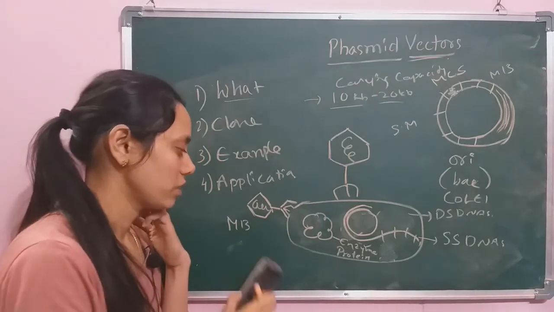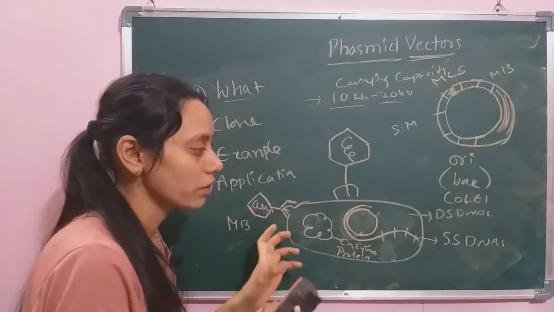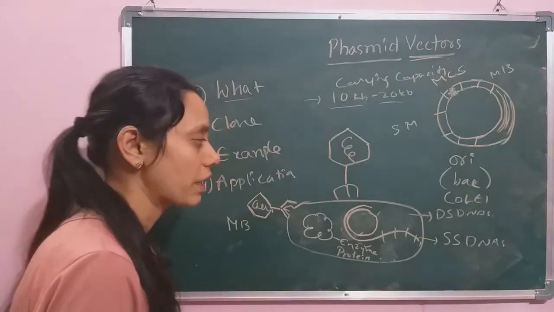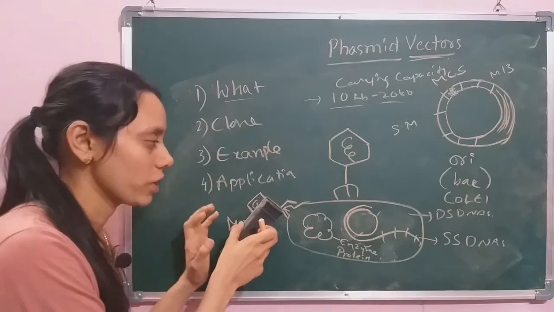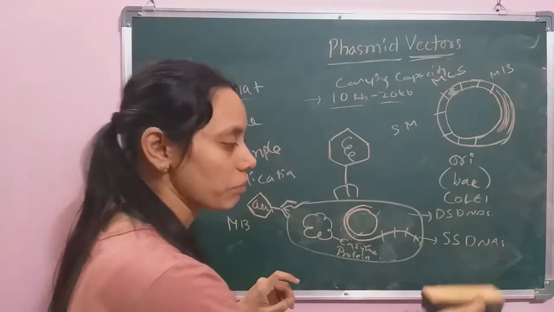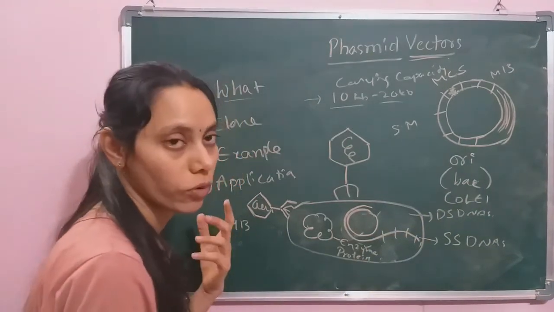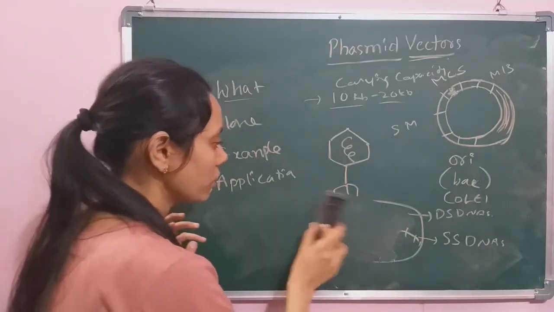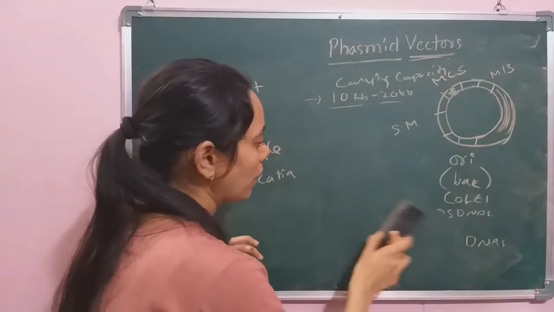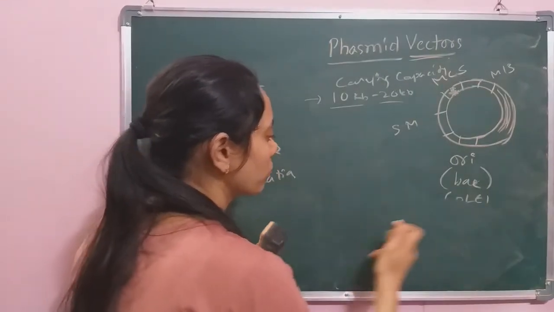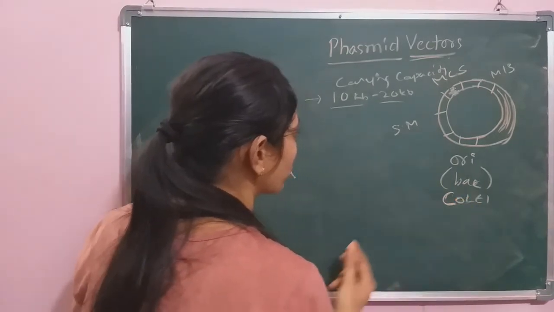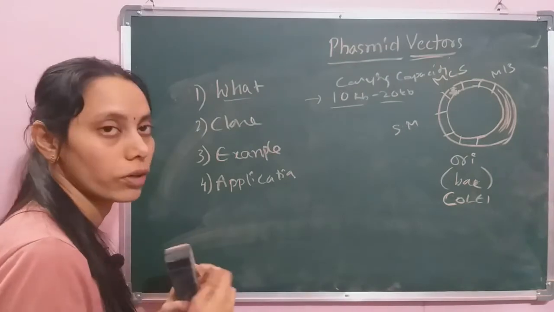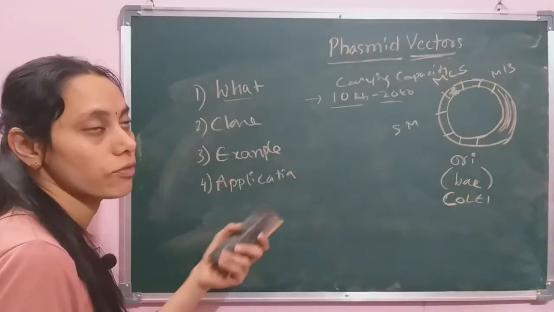So likewise, with the help of the helper virus, the rolling circle mode of replication is triggered and produces single-stranded DNAs. And if the helper virus is not present, the double-stranded DNA replication will be triggered, the plasmid mode of replication, to produce these double-stranded DNAs. And that is how the cloning happens using this phasmid vector.